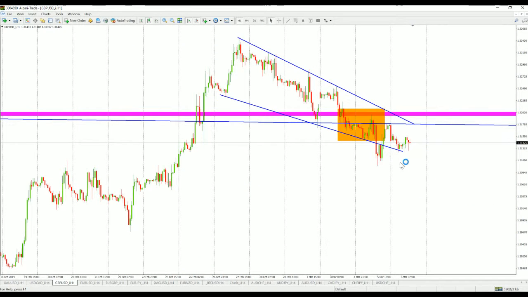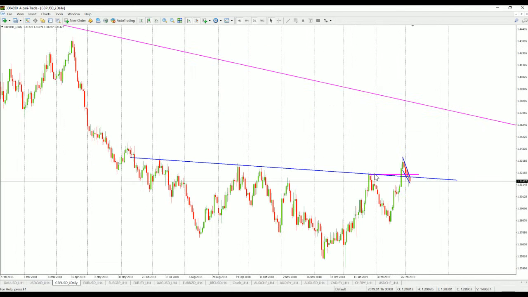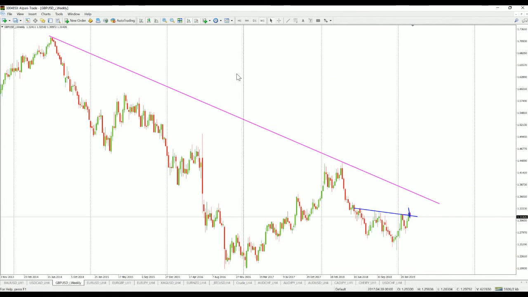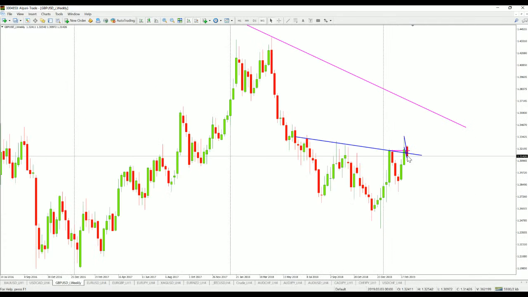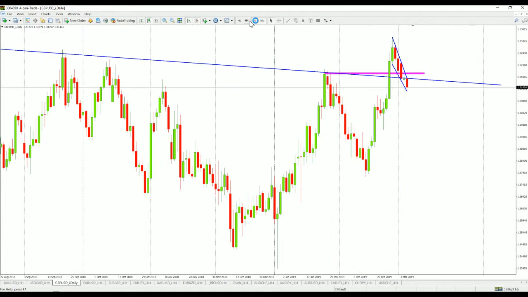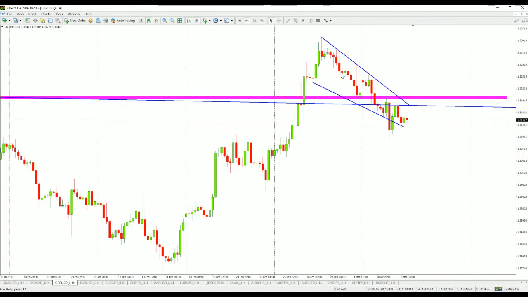Now the cable. Instead of breaking the upper line of this pattern, it broke the lower line of this pattern. So that is supposed to give us a sell signal, especially as we came back below the neckline of this inverse head and shoulders pattern: left shoulder, head and right shoulder. This inverse head and shoulders formation looks best on the weekly chart, so for this we should wait for the weekly candle to close, but on the H4 chart it does not look good.